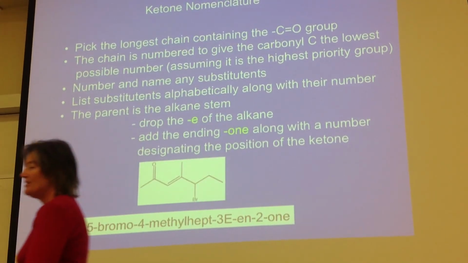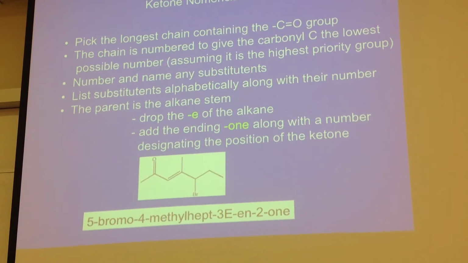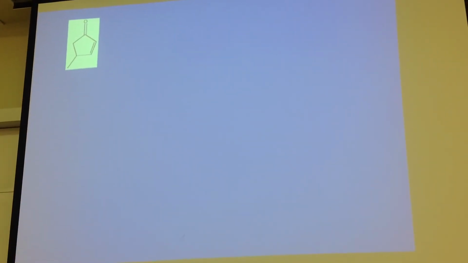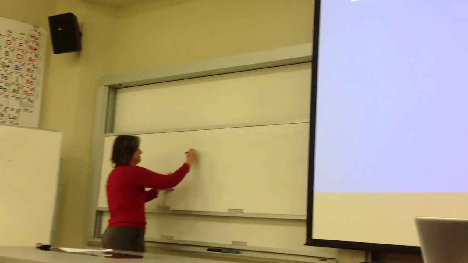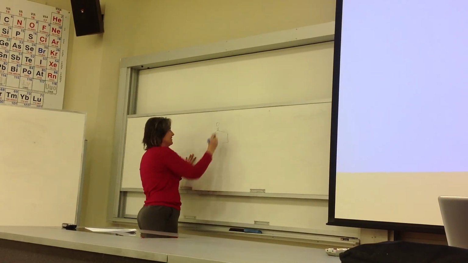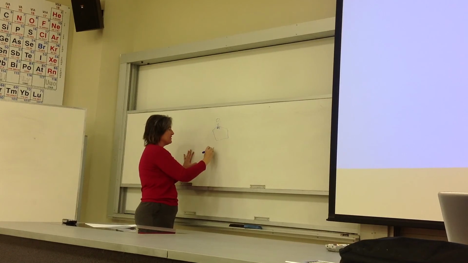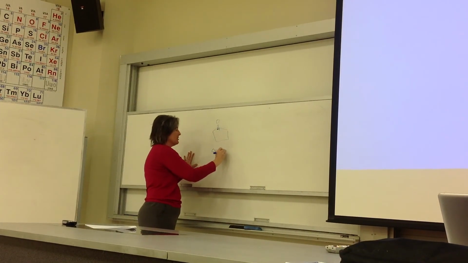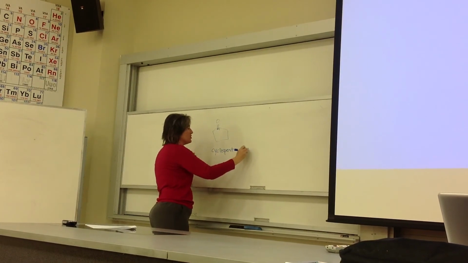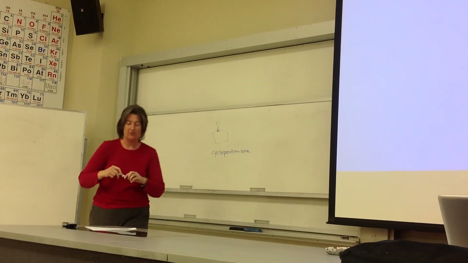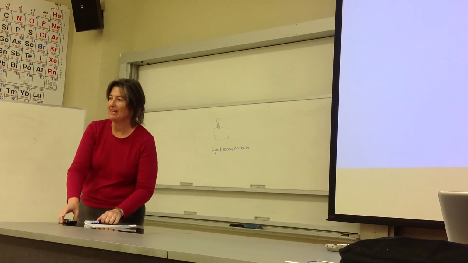Okay, let's do one in a ring now. There's nothing weird about this. They don't have any funky name for it or anything like that. When it's in a ring, something like that, this is carbon number 1, and this whole thing would be a cyclopentanone. So there's no weird, strange name for it.